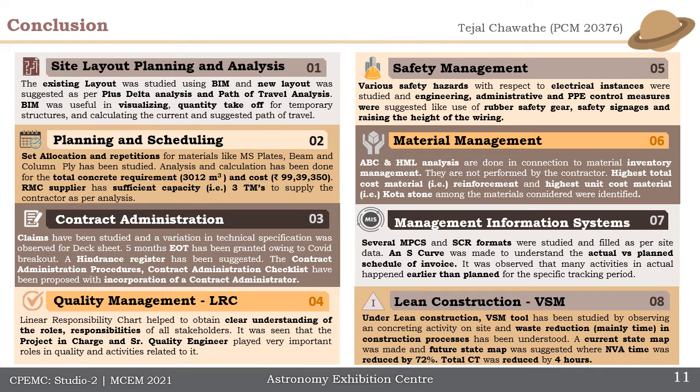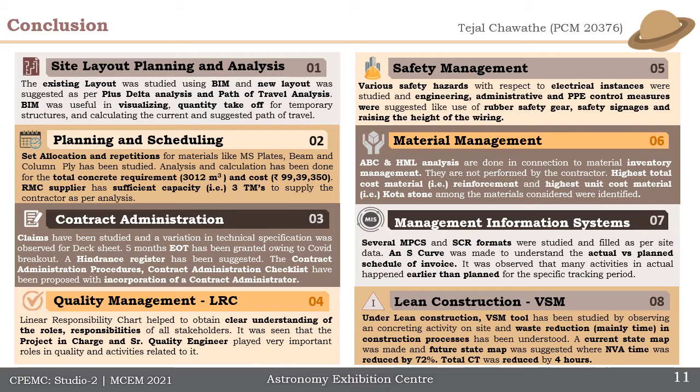In material management, the ABC and HML analysis was done for inventory management, and the highest total cost material was reinforcement, and highest unit cost material was Kota stone. In management information systems, the MPCS and SCR formats were studied, and an S curve was made to understand the actual versus planned schedule of invoice.